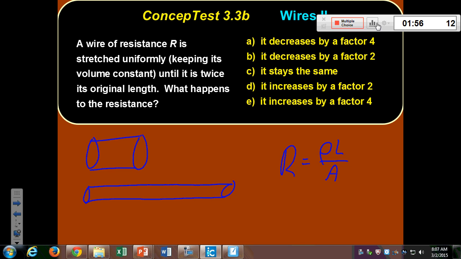All right, so D isn't the right answer. It's not just a factor of 2. If you were just increasing the length by a factor of 2, that would increase the resistance by a factor of 2. But because the area is also changing, D is not the right answer.